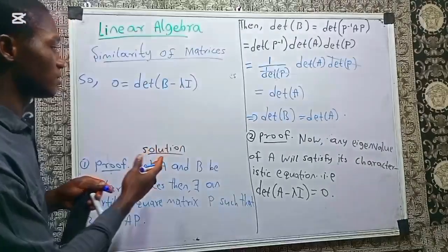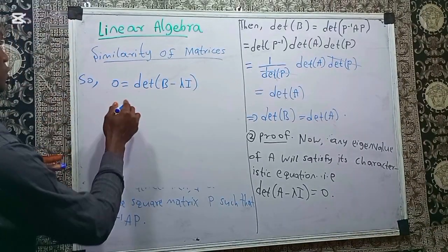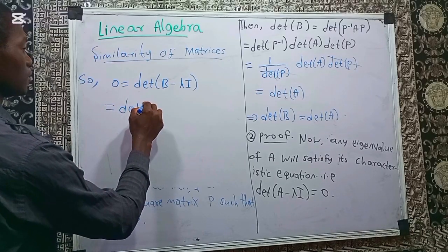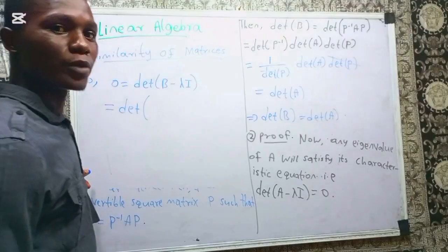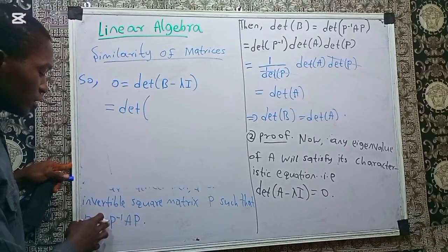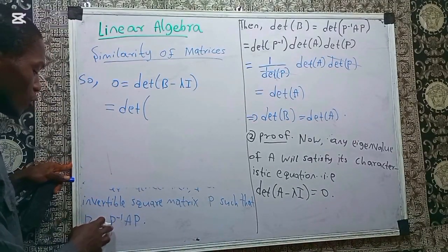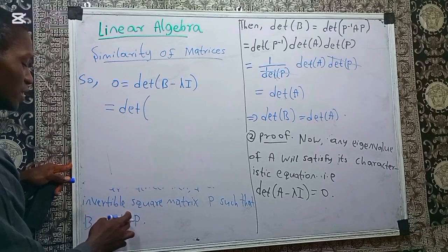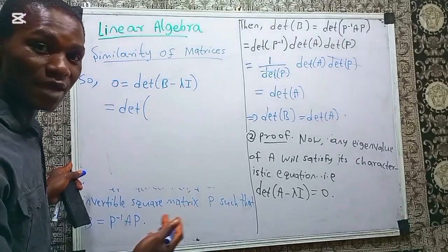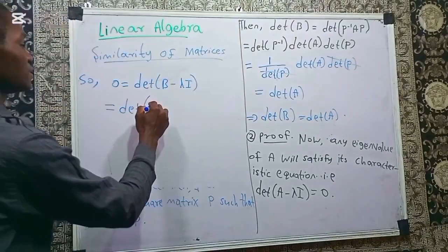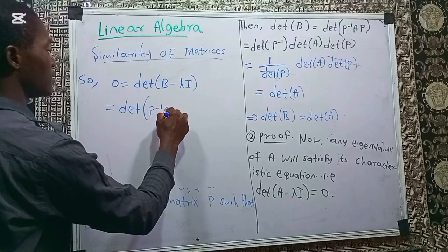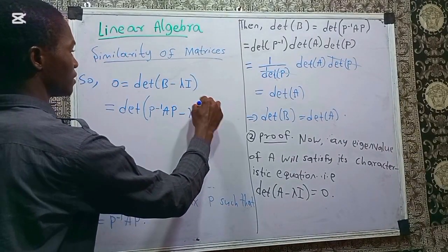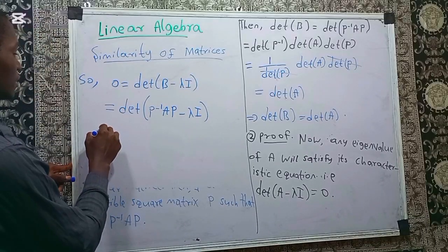Your B, right? This is the characteristic equation of B. So this is equal to the determinant of... we have written down something here before, that your matrix B is equal to P inverse AP, right? So I'm going to replace this B with P inverse AP, because A and B are similar, right? So B is the same thing as P inverse AP, right? Then I'll have minus lambda I, isn't it?